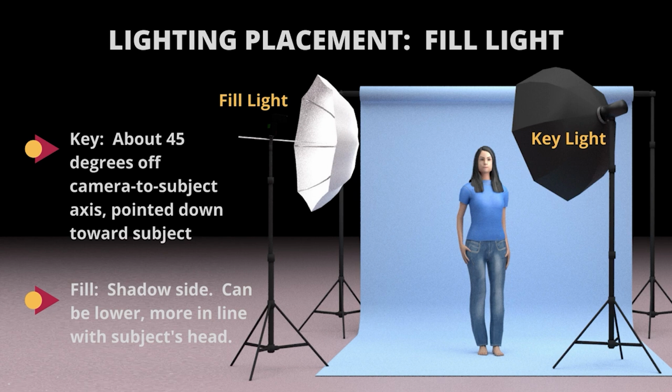How's the key light positioned? Just as we talked about in the last video, we've got it about 45 degrees off camera to subject axis. So that's to one side, pointed down toward the subject. And the fill light is going to be on the opposite side. It's going to be on the shadow side. And this can be lower, more in line with the subject's head.